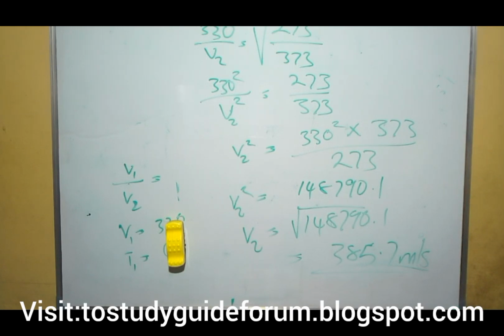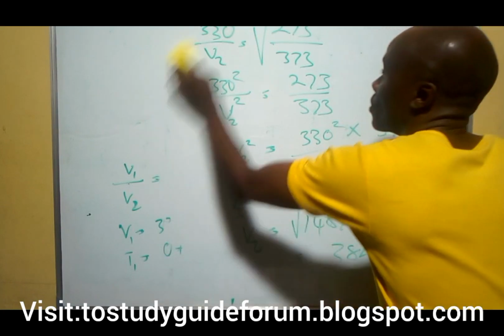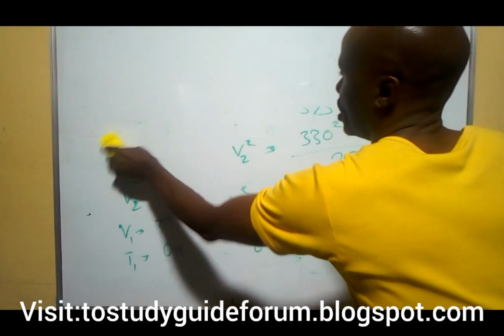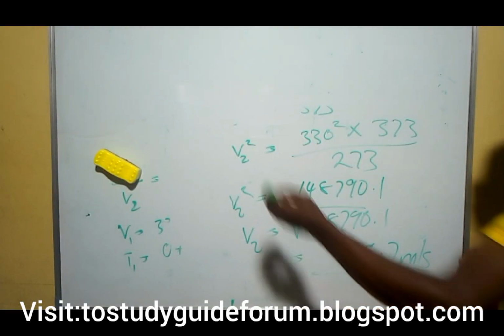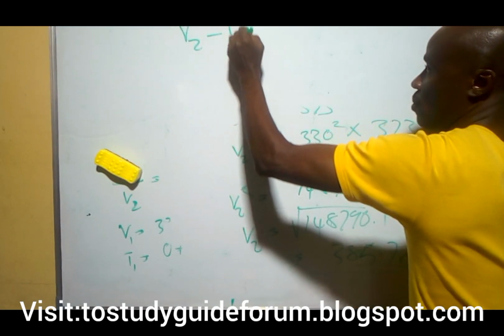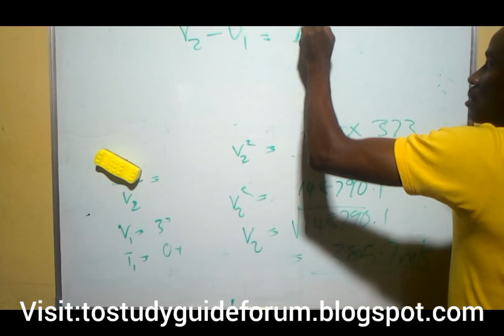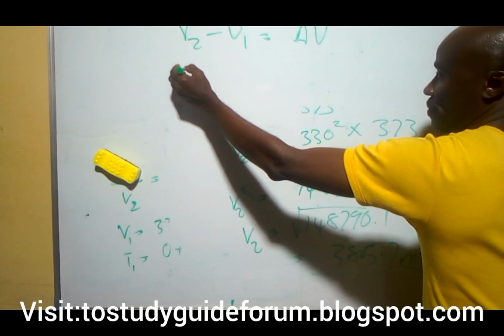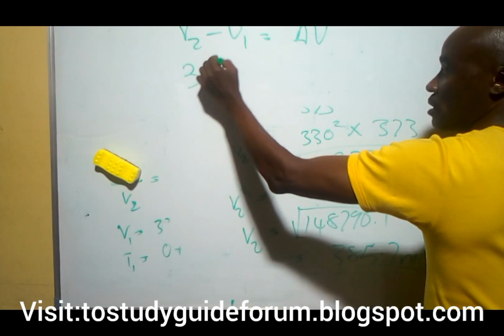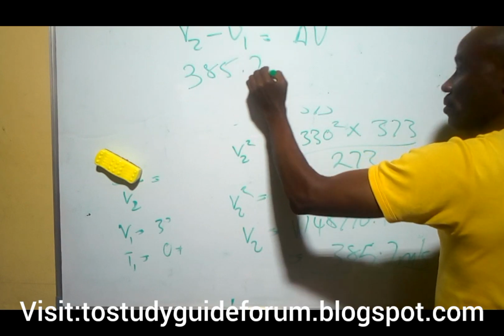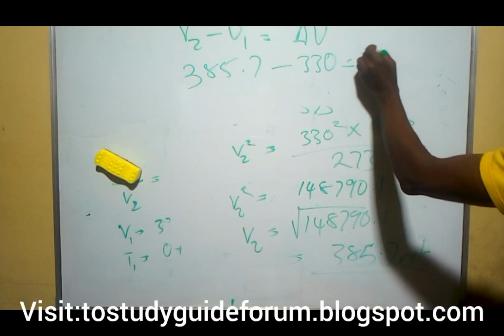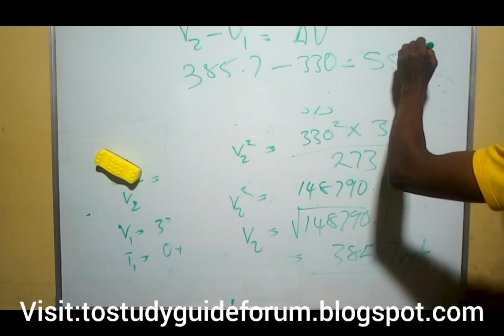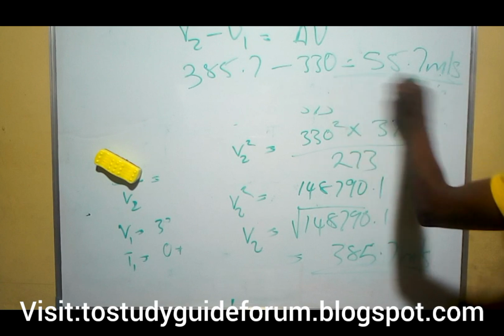Now the next question says that we should calculate the change in velocity. As the temperature changes, the velocity also changes. So the change, that is V2 minus V1, will give us the change in V. In that case, we have V2 to be 385.7 minus 330. That will give us 55.7 meters per second. That's the change in velocity.